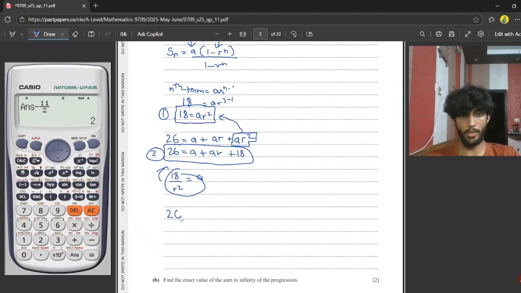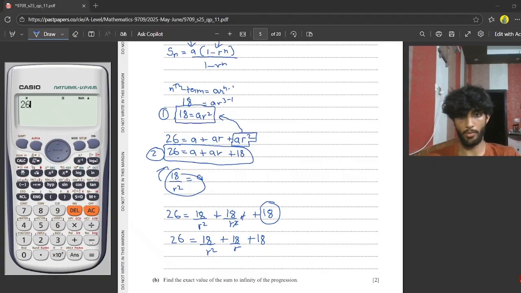So that's going to be 26 equals a, which is going to be 18 over r squared, plus 18 over r squared times r, and then plus 18. So this r is going to cancel out with this r, and we are going to be left with 26 equals 18 over r squared plus 18 over r. And what we can do is send this guy to the other side. This was plus 18, right? It's going to subtract, and we are going to be left with 26 minus 18. We're going to be left with 8 is equal to 18 over r squared plus 18 over r.